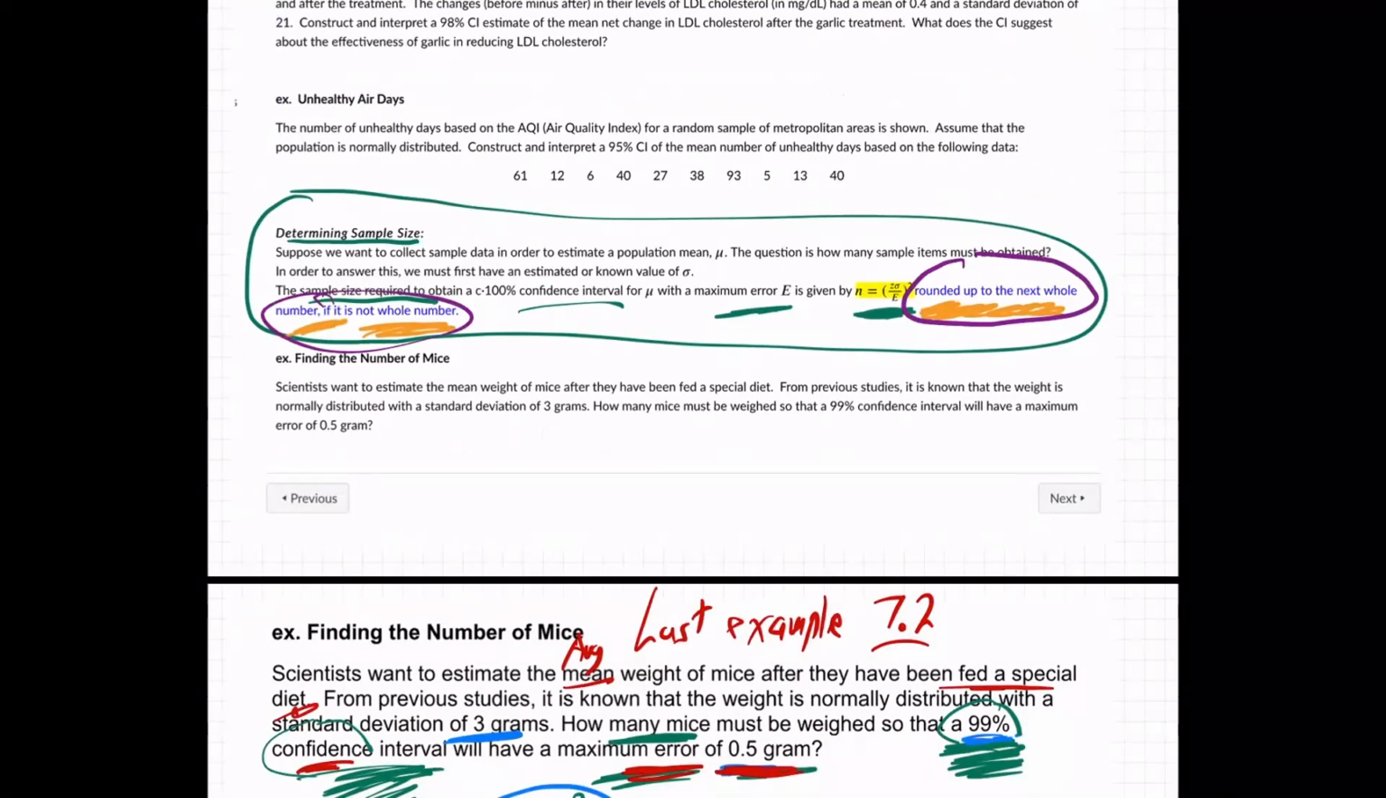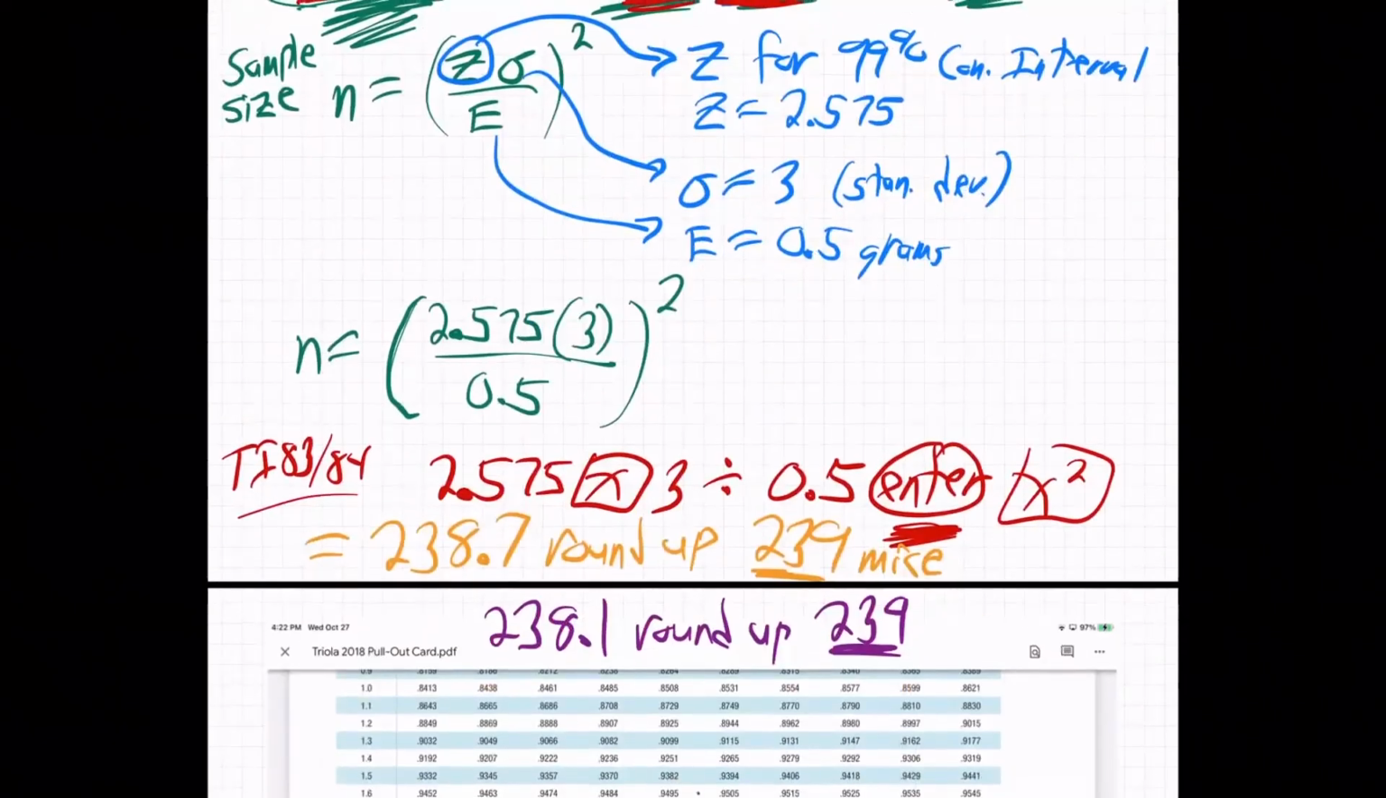That's different than round off. Round off is the kind of rounding you're used to. 0.5 goes up, 0.4 goes down. That's called rounding off, or rounding to the closest. That's not what we're doing here. We're rounding up. When we say up, we mean up. Even 0.01's going up.